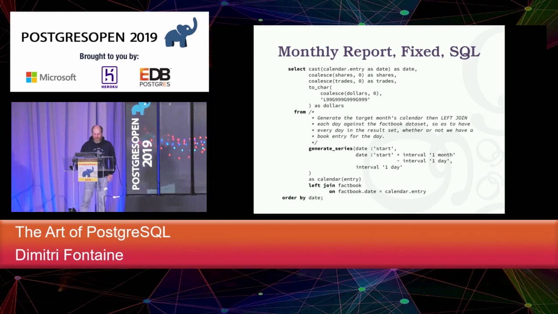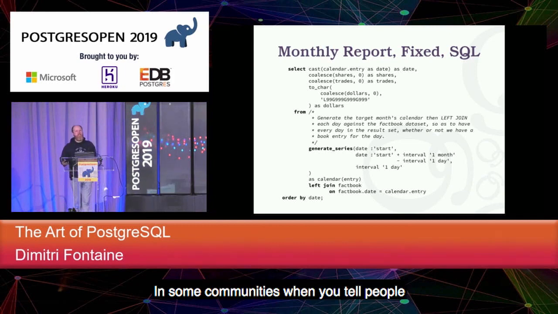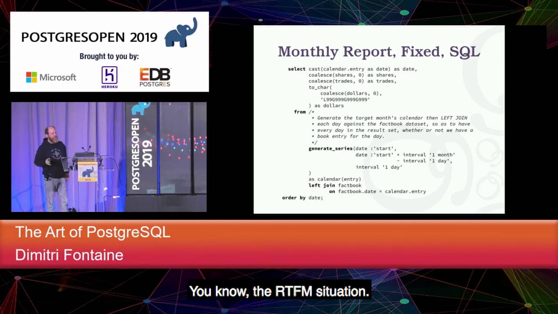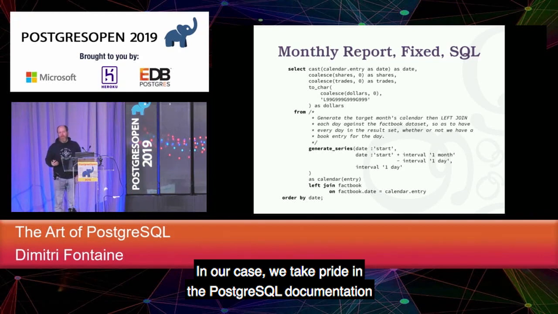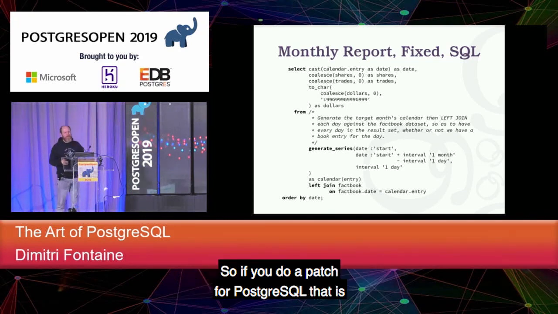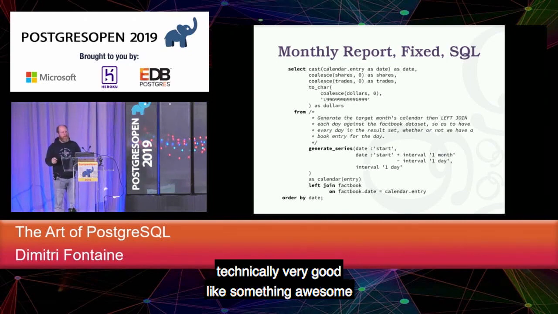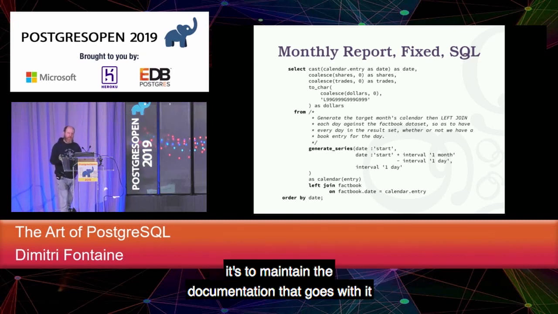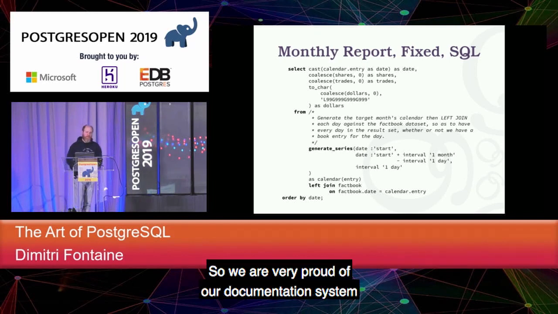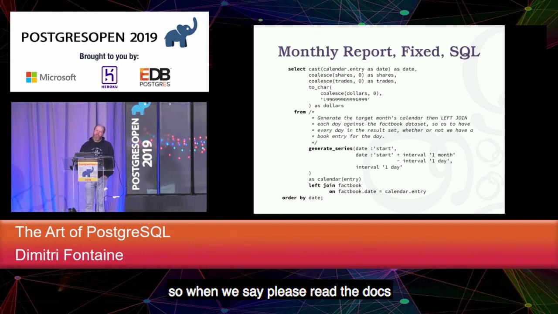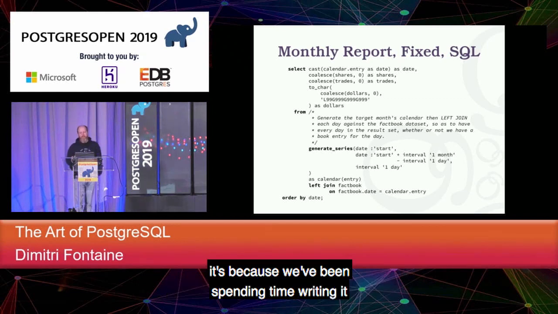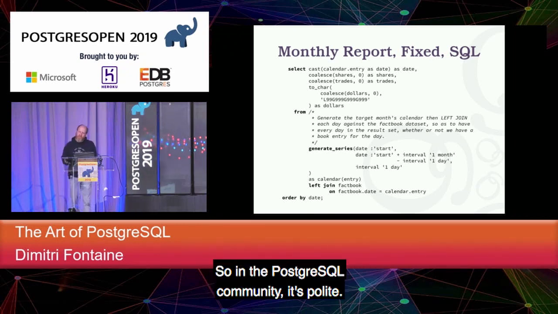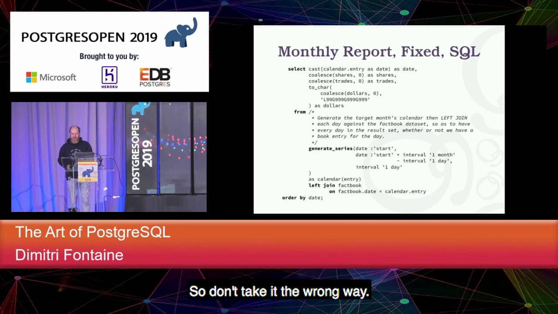It's pretty well covered. It's something that in some communities, when you tell people, yeah, go look at the documentation, maybe it's a little rude to do that. The RTFM situation. In our case, we take pride in the PostgreSQL documentation, that it's being very well maintained. So if you do a patch for PostgreSQL that is technically very good, like something awesome, but not documented, it's going to be rejected. Okay? Any patch that goes to PostgreSQL needs to maintain the documentation that goes with it in the same patch. So we are very proud of our documentation system. So when we say, please read the docs, it's because we've been spending time writing it the good way, we think, and we would be happy that it's useful. So in the Postgres community, it's polite, so don't take it the wrong way.